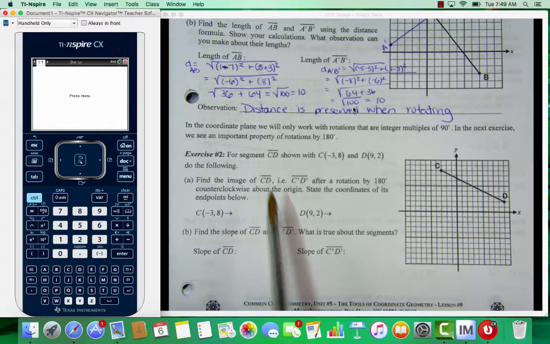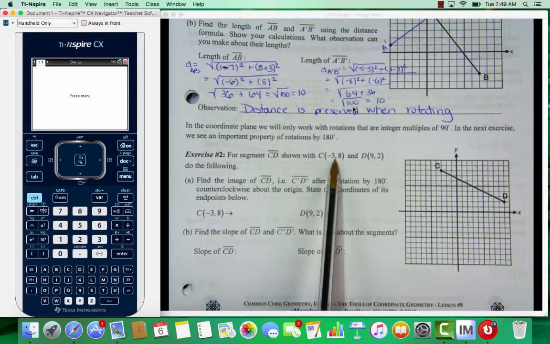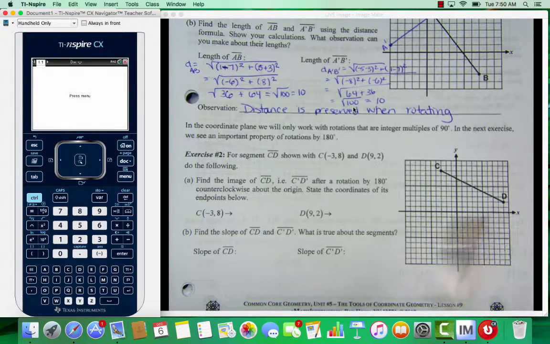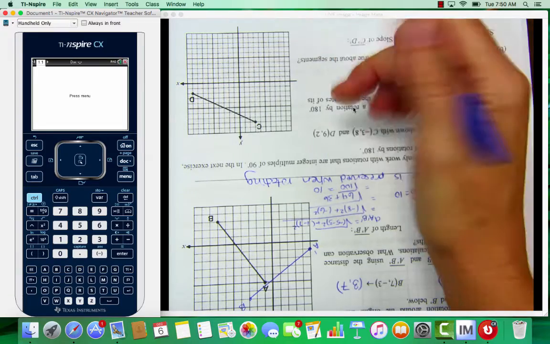So here we have a segment CD, and they give us the coordinates again and they have it drawn for us. What we want to do is find the image of CD, which is C prime, D prime, after a rotation 180 degrees counterclockwise around the origin, and then we want to state the coordinates of the endpoints. So 180 degrees means we're going to take our paper and turn it completely upside down. And then we're going to jot down where those points end up.